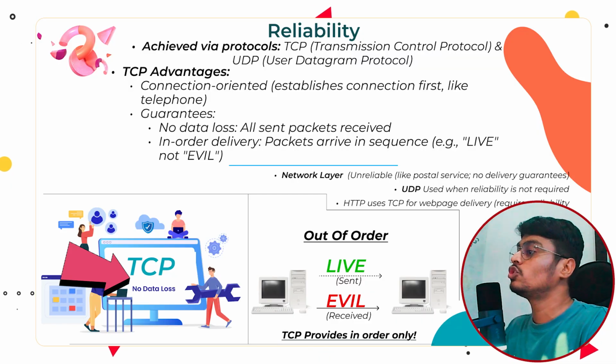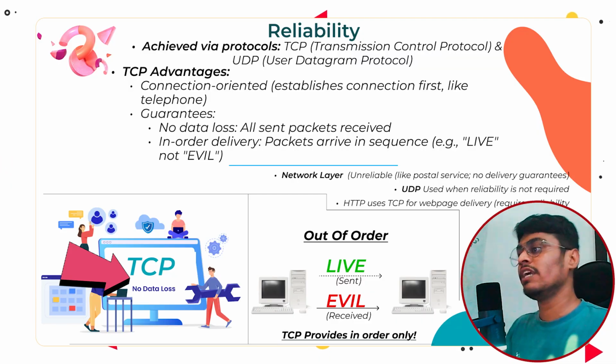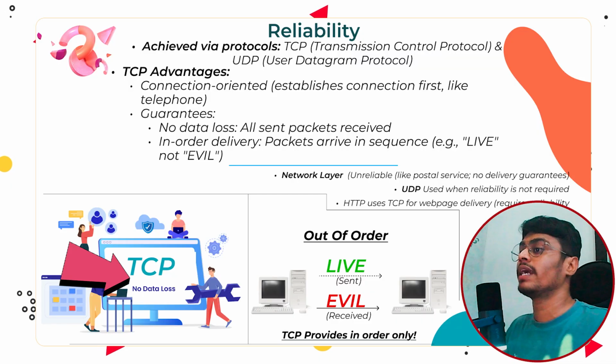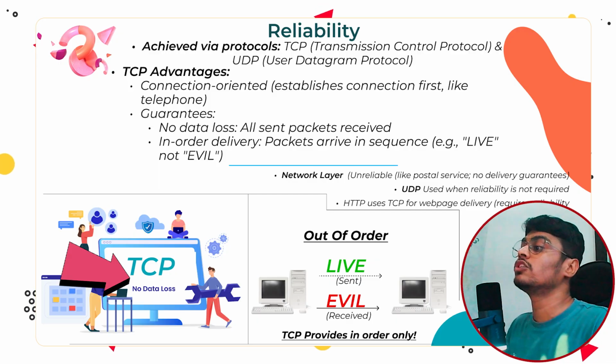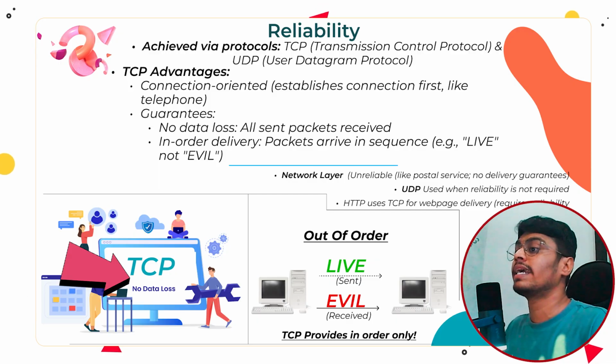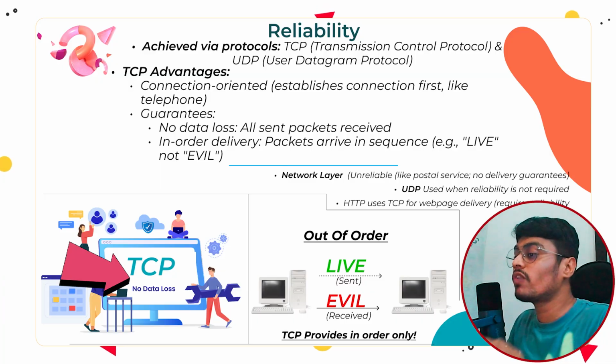And secondly, there shouldn't be loss of data. If I'm sending 4 packets and 1 or 2 packets are missing in between, firstly the receiver should know that some packets are missing, and secondly each and every packet should be received there. This is the responsibility of the transport layer.